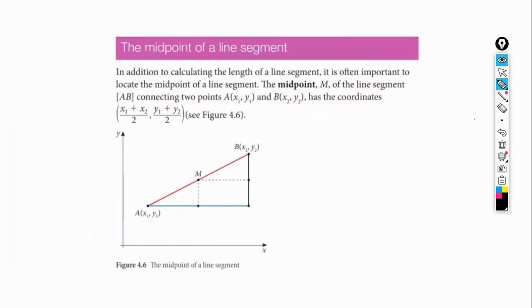So next we're going to talk about the midpoint of a line segment. In addition to calculating the length of a line segment, sometimes it is important to locate the midpoint of the line segment. So the midpoint M that we see here in figure 4.6 is in the middle of the line segment connecting points A and B with coordinates x1, y1 for A and x2, y2 for B. And the midpoint would simply be the average between the x coordinates and the y coordinates.